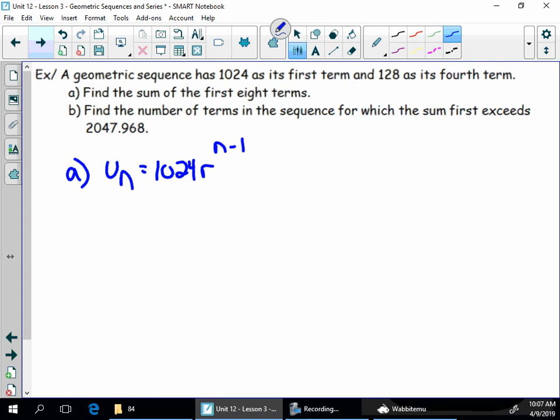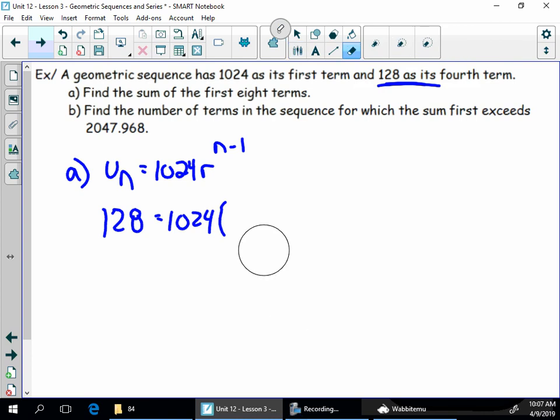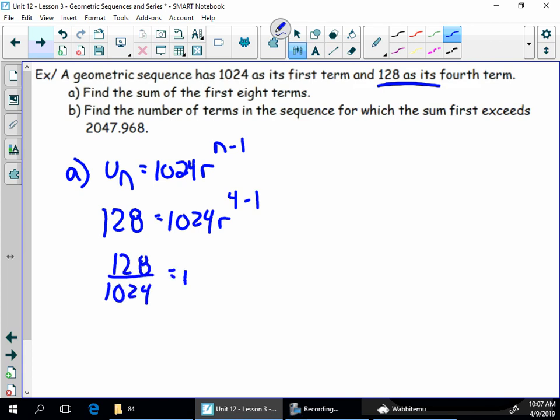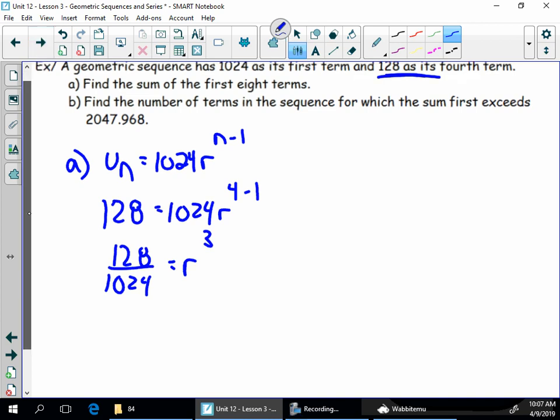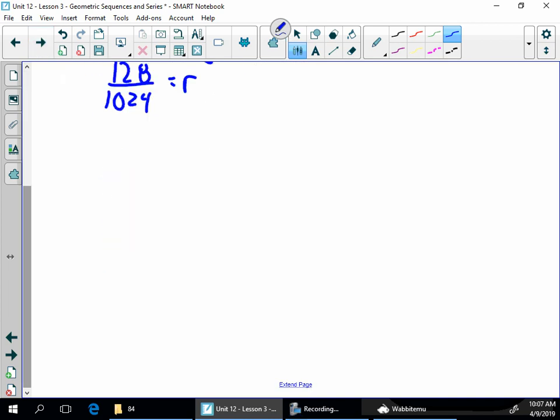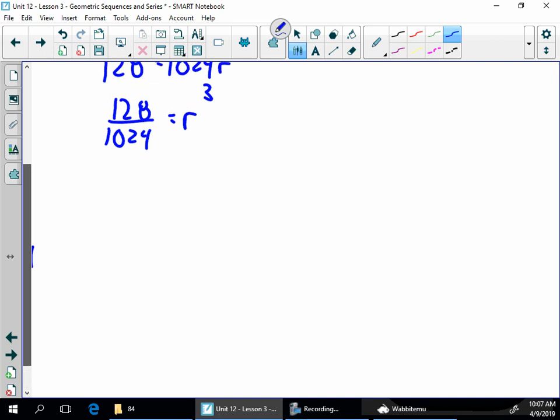I know the fourth term is 128. So 128 is my term value when n is 4. I can solve this. 128 divided by 1024 gives r to the 3. Okay, now that's going to be a fraction, obviously, or a big long decimal. It doesn't really matter what it is. Either way, I need to find r, which will be the cube root of whatever that number happened to come out to. And if you do it properly, you should get r as 0.5.